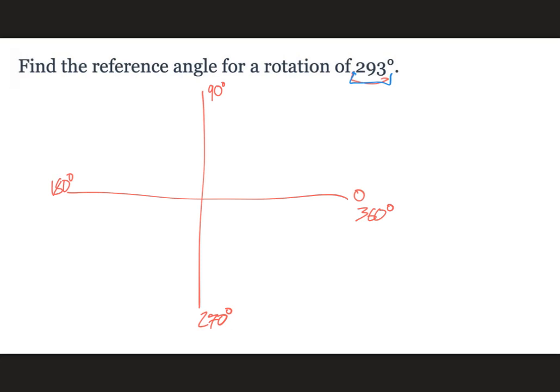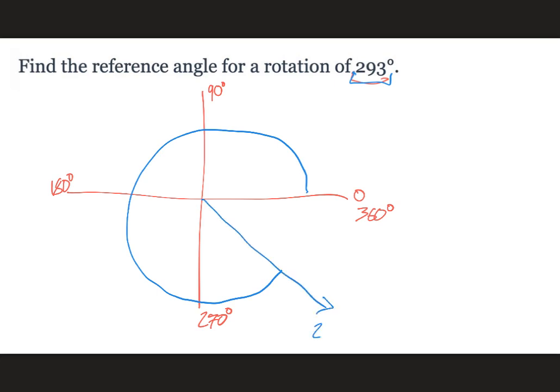I know 293 is bigger than 270, all right, so I'm going to go past 270, but not as big as 360. So my angle is going to be somewhere in here. The other thing that I know is that for a reference angle, I want to go to the closest x-axis, and that's here. And I've got to figure out what it takes to get from 293 to 360. I know it takes me 67 to get there, so my reference angle would be 67 degrees.